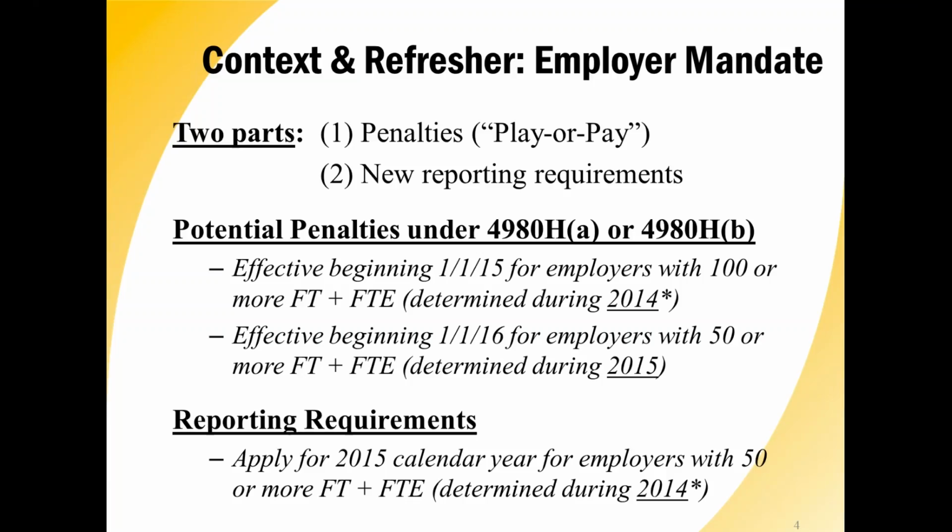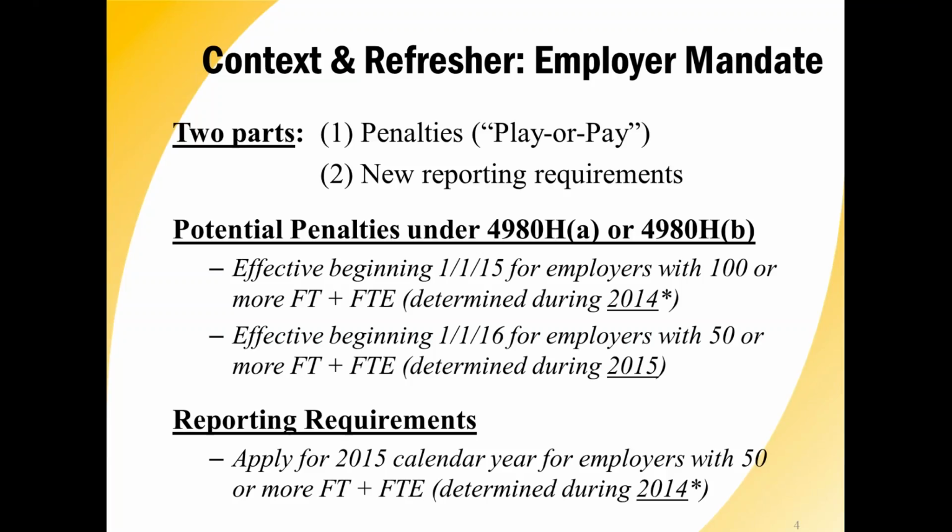Importantly, there's no such transition rule for 2015 and 2016. So an employer measuring its employees in 2015 to see whether it has to report or comply with play or pay in 2016 is going to have to look at all 12 months. Just to clarify, as we get into the details of reporting, the employers that have to report for 2015 are those that had 50 or more in 2014, whether using a consecutive 6-month period or the full calendar year.